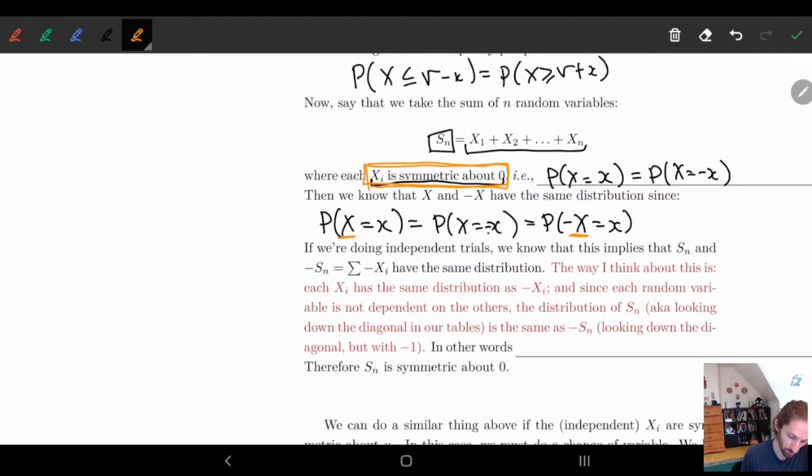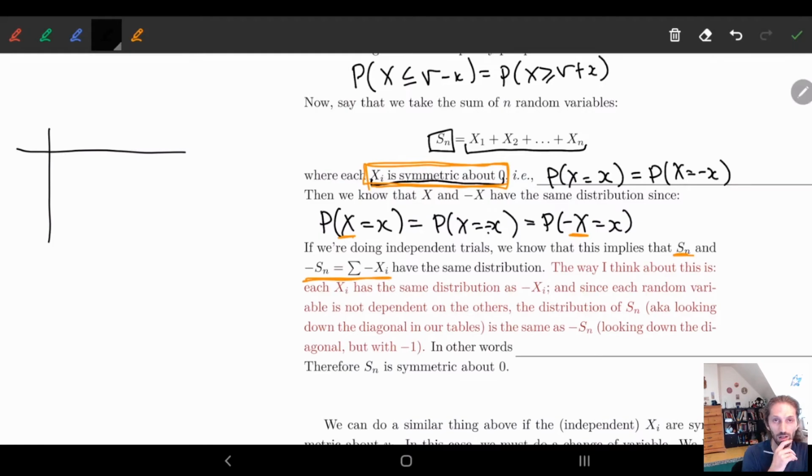In other words, if we're doing independent trials, then Sn and minus Sn are going to have the same distribution as well. The way I like to think about this is if I have my normal table for a distribution. Obviously it's going to be multi-dimensional, but if I only have two, X1 and X2, then it's going to be symmetric. If these are all some numbers, then the minus version is just going to have the minus signs on this diagonal. So it's just the minus version of everything, kind of. And so that's where you get this kind of thing.